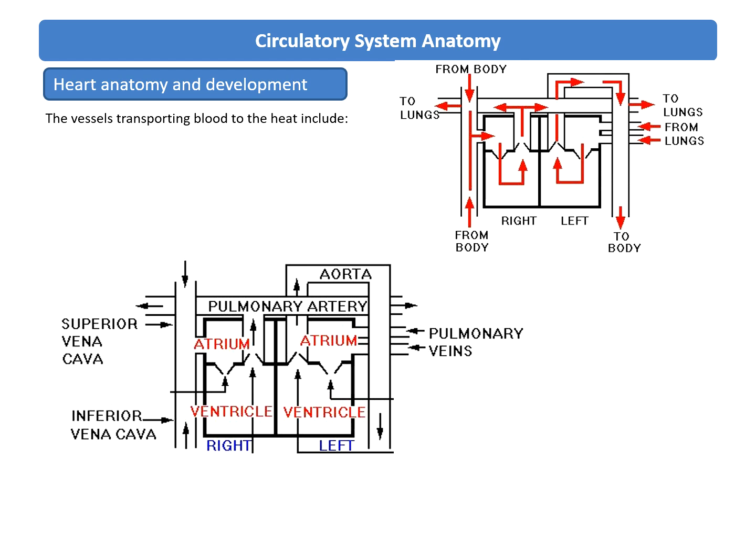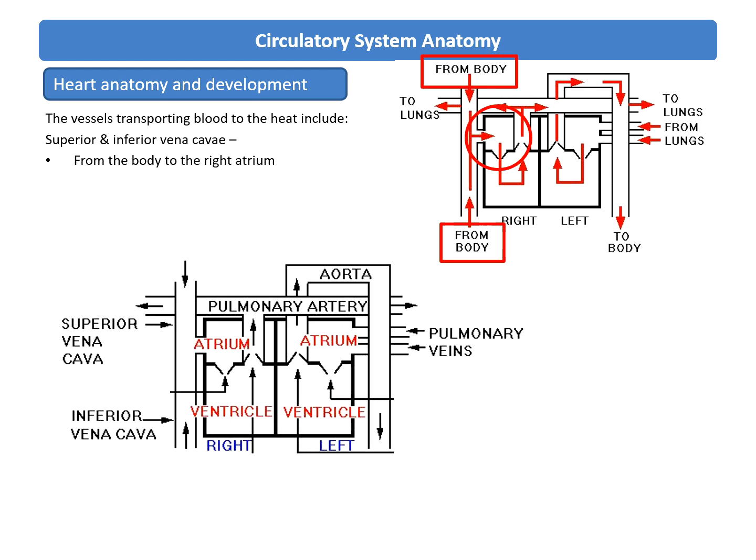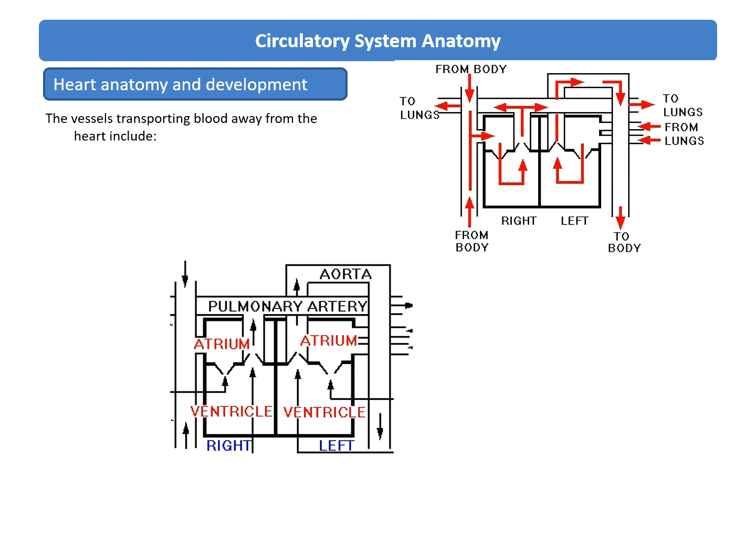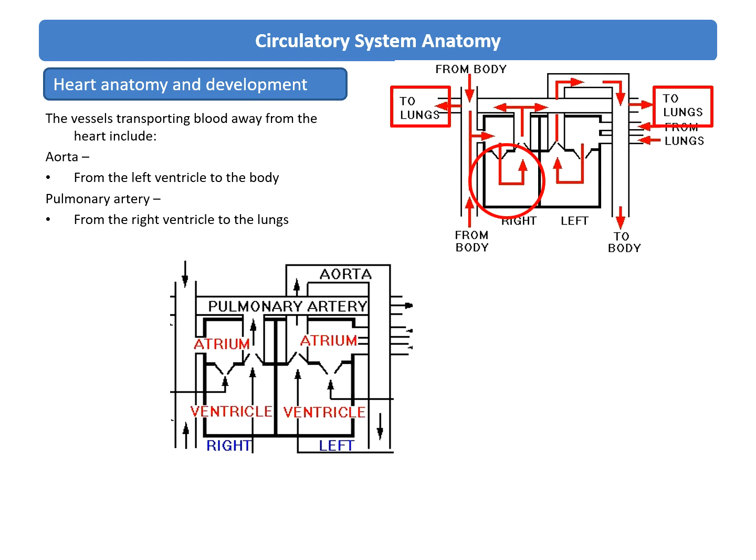The vessels transporting blood to the heart include the superior and inferior vena cavae. The blood is transported from the body to the right atrium. Pulmonary veins transport blood to the heart from the lungs into the left atrium. The vessels transporting blood away from the heart include the aorta, which transports blood from the left ventricle to the body, and the pulmonary artery, sometimes called the pulmonary trunk, which transports blood from the right ventricle to the lungs.